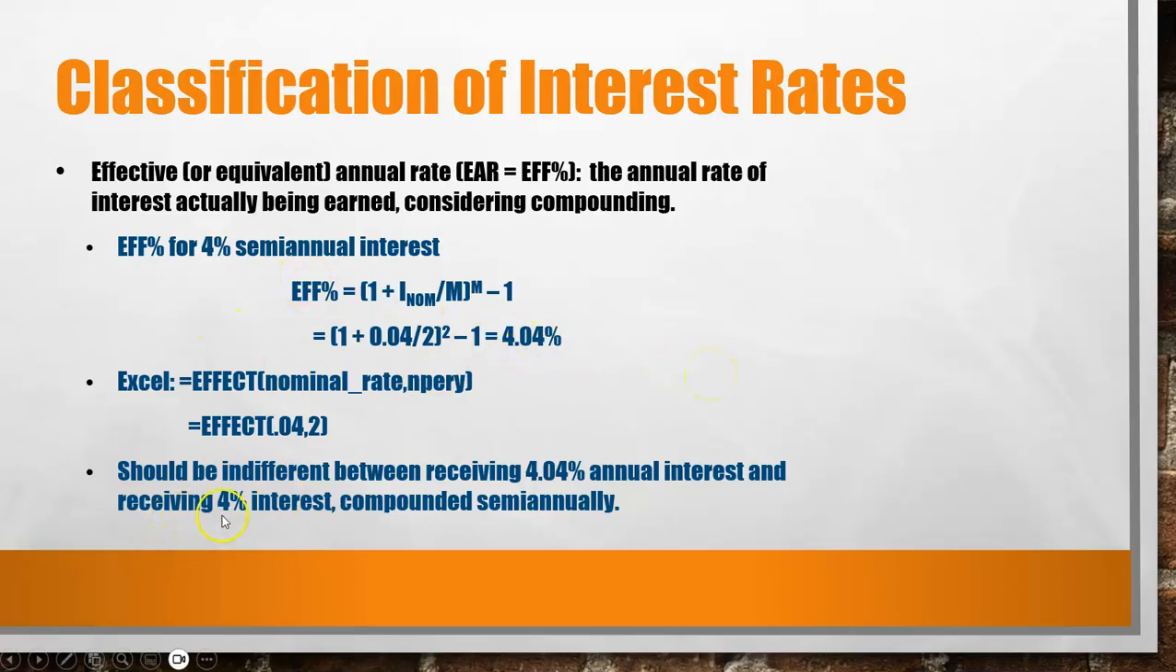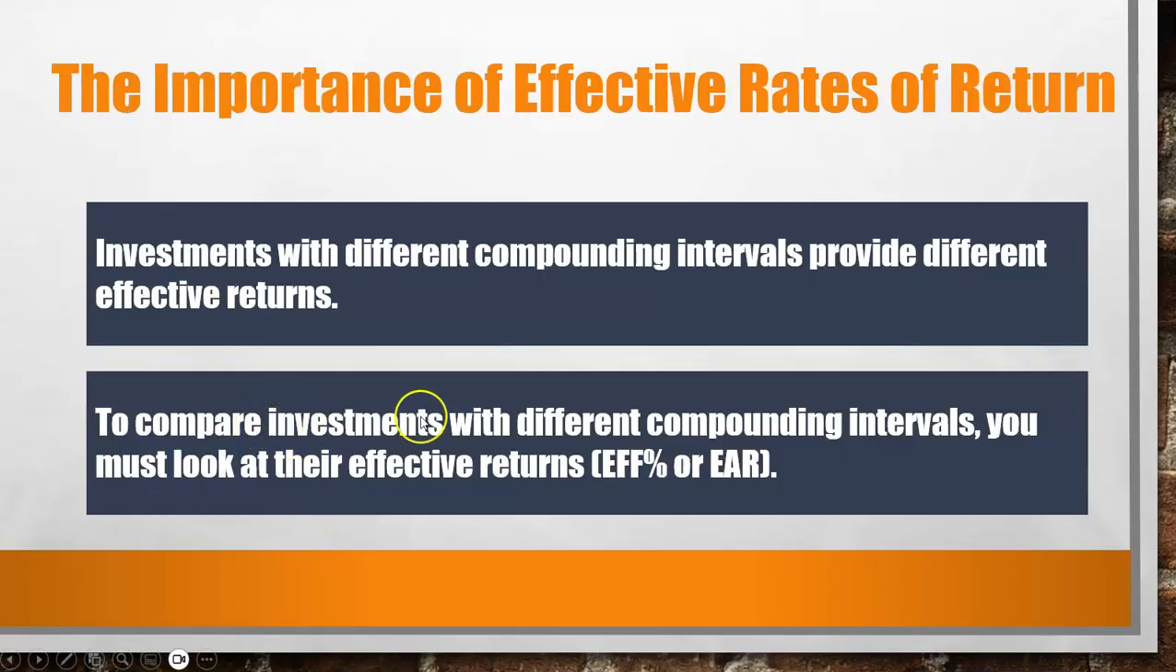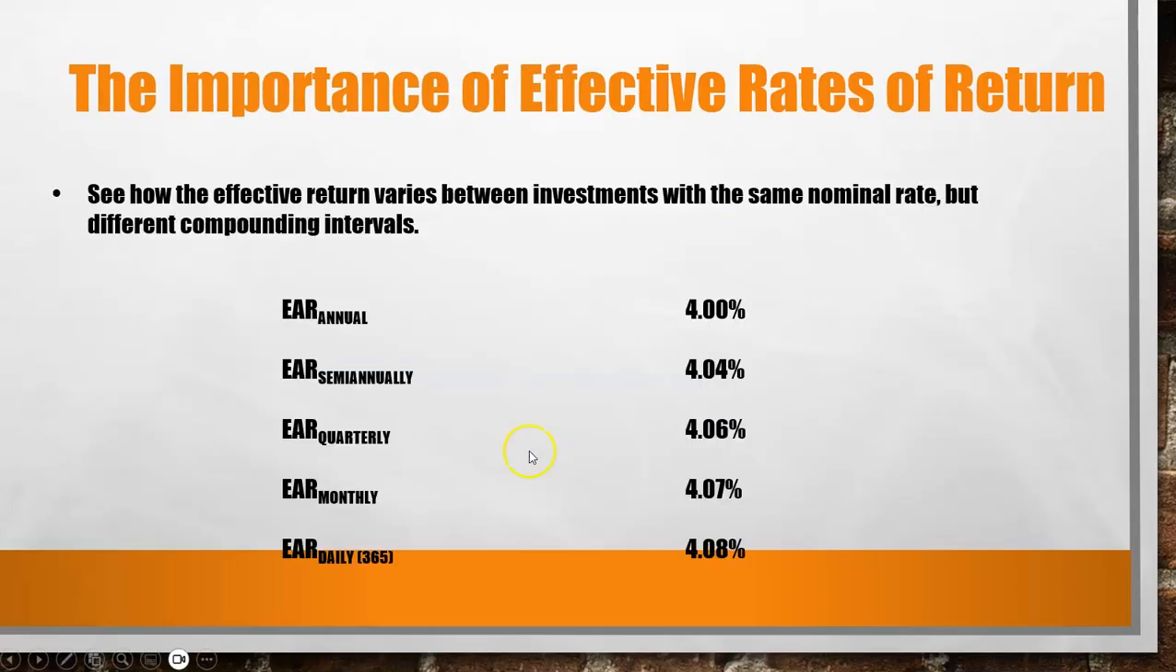The importance of effective rates of return. Investments with different compounding intervals provide different effective rates. We just showed that. It could be 4% annually or 4.04% if it's semi-annually. So annually, see, 4%, semi-annually 4.04, quarterly 4.06, daily 4.08. That's a huge difference when you're talking about thousands, millions of dollars.